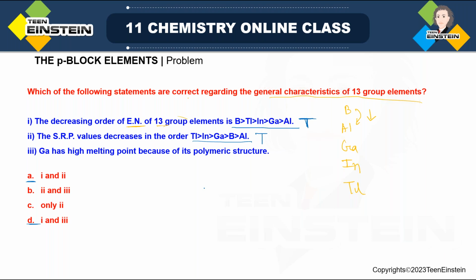But why is the third one not correct? It is saying that gallium has a high melting point because of its polymeric nature. But gallium does not have a high melting point. It actually has the lowest melting point. Remember, close to room temperature, as we just discussed, in summertime you can see it even in the liquid state, isn't it? So it is not high melting, it is low melting. Some explanation is also there, but we don't have to go into the explanation part because it is not a high melting point, so it is wrong. So this is false.